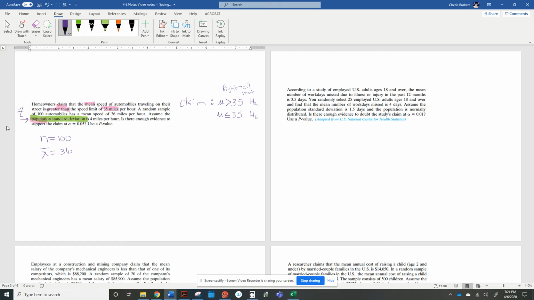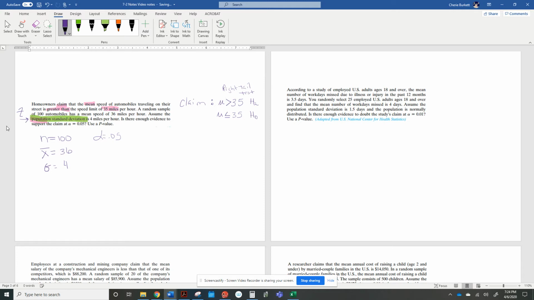So the sample size and the mean of the sample are how we know that it's going to be a Z test, a Z hypothesis test. And our alpha is 0.05. And they want to know, can we support the claim?